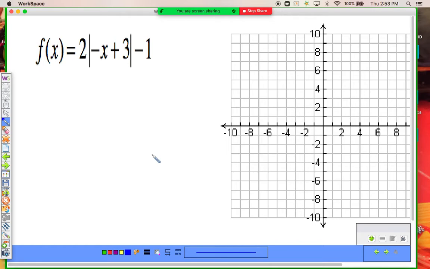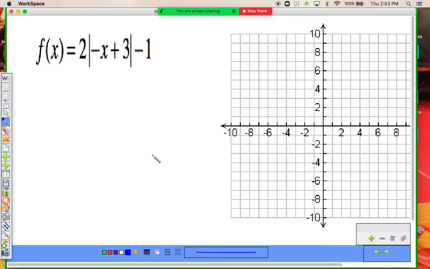This one, I think if you do a 6 by 6 grid, we should have plenty of space. All right, so f of x equals 2 times the absolute value of negative x plus 3, subtract 1.